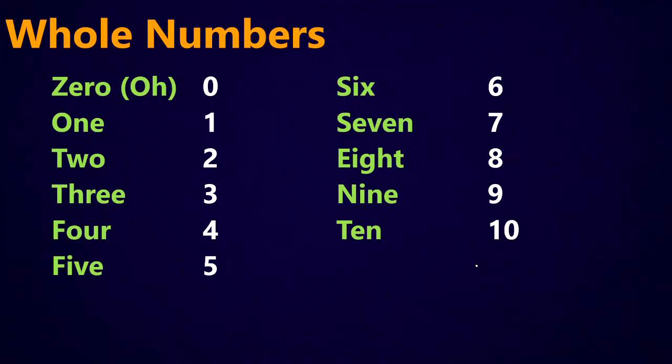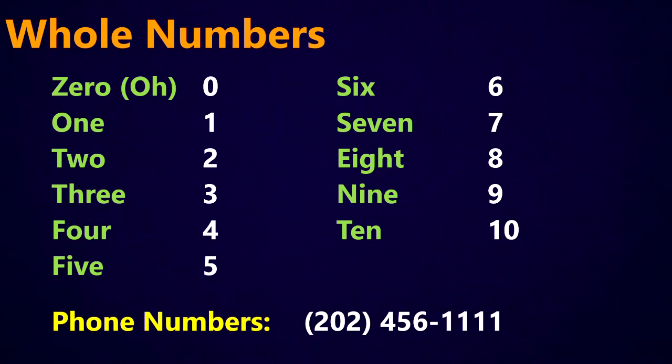So the first set of numbers here are the whole numbers, and these are the most basic ones. So that's 0, 1, 2, 3, 4, 5, 6, 7, 8, 9, 10. And then we have 20, 30, 40, 50, 60, 70, 80, 90, 100. So these are the ones that everybody knows. Now, one thing with the number 0 is that sometimes people will say O instead of 0, and that's usually when people are giving phone numbers.